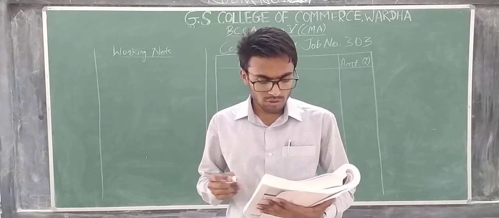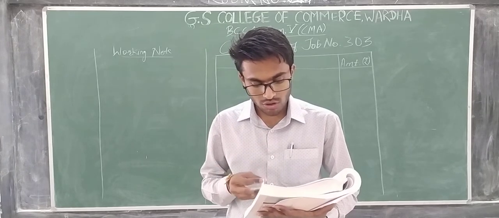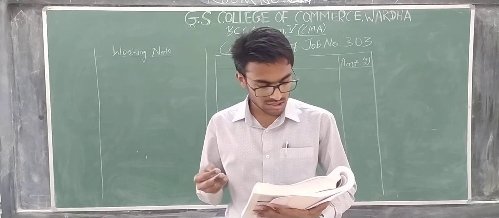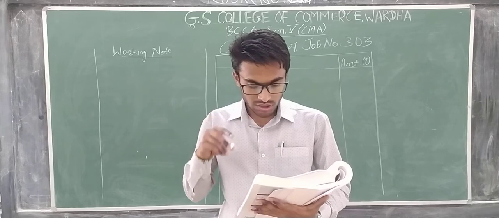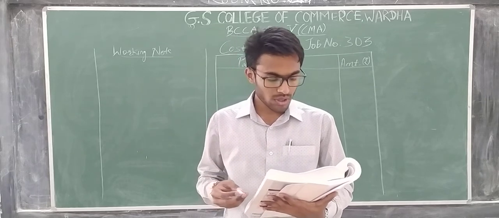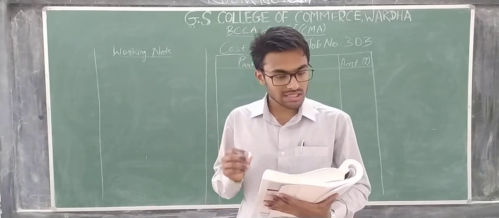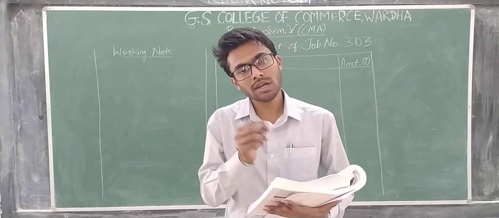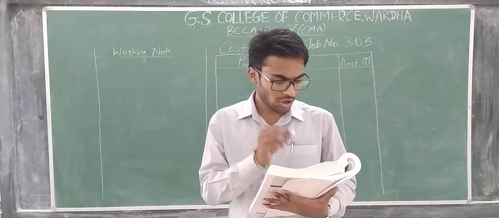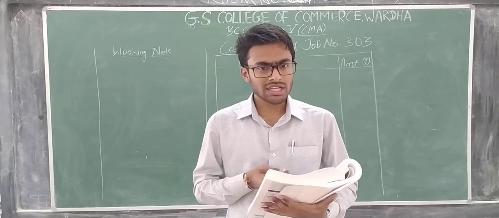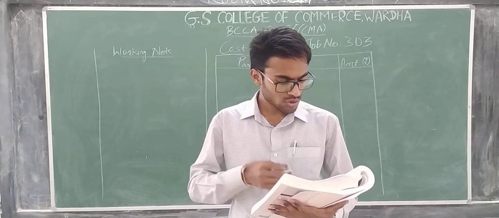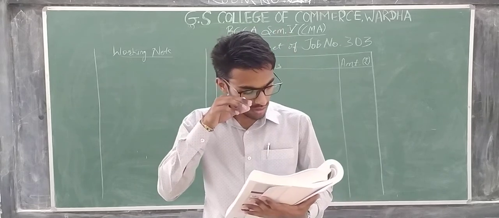The information given below has been taken from the cost records of Engineering Works in respect of job number 303. So there is one company named Engineering Works and the job number is 303. We have to create a job sheet for job number 303. The additional information is given here.